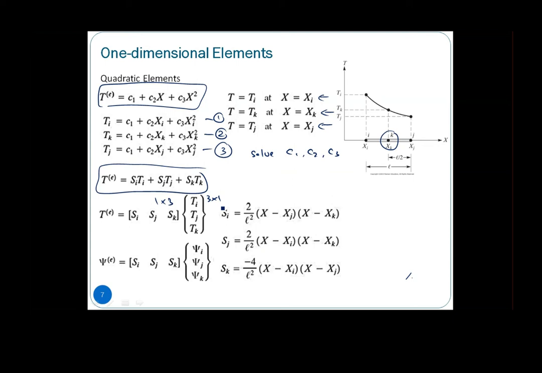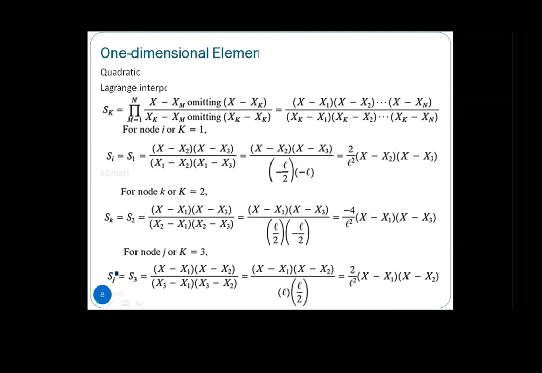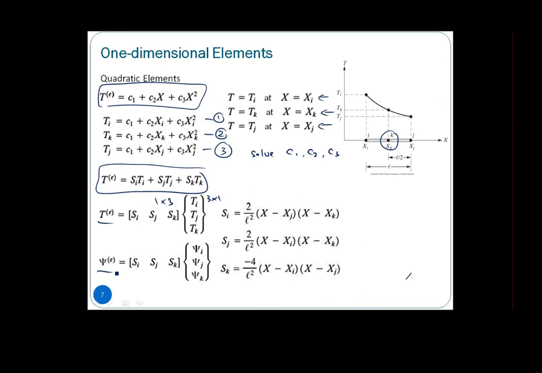Si, Sj, and Sk, because of the three nodes in one element. It could be temperature, or of course any variables, displacement, velocity, or any other parameter that we are looking into. So how do we find these shape functions Si, Sj, Sk?